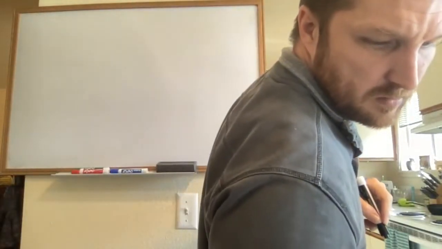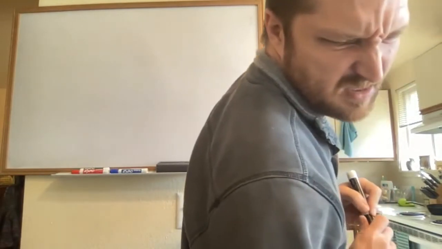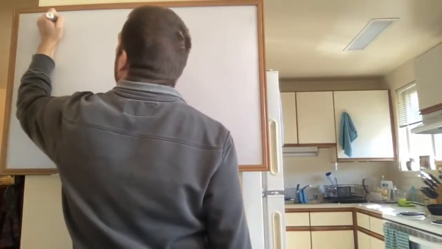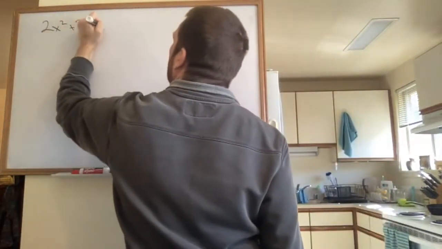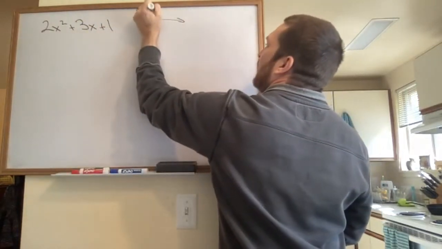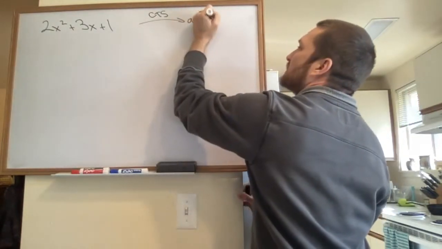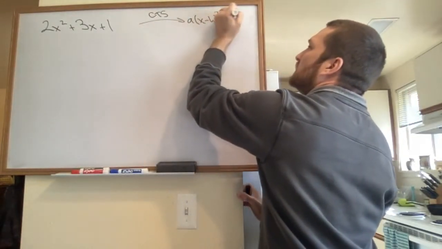So if I tell you something like, what was the one we did earlier? The one we saw was a 3. We used an x squared and a 3. Let's do a 2. So let's say we have 2x squared plus 3x plus 1. And I tell you to complete the square to turn this into the form a(x plus h) squared plus minus k.